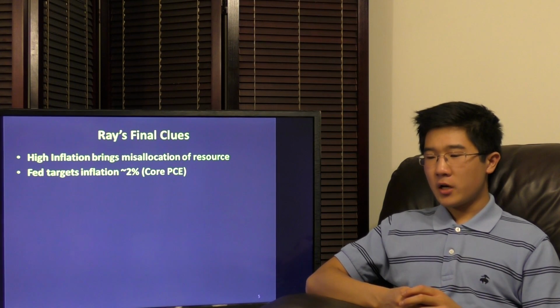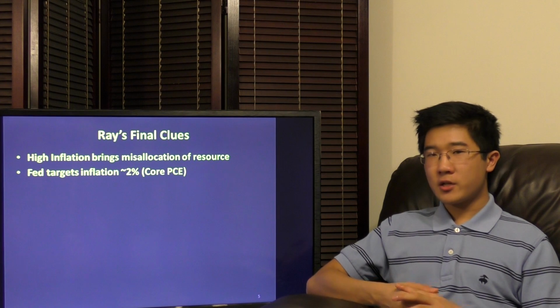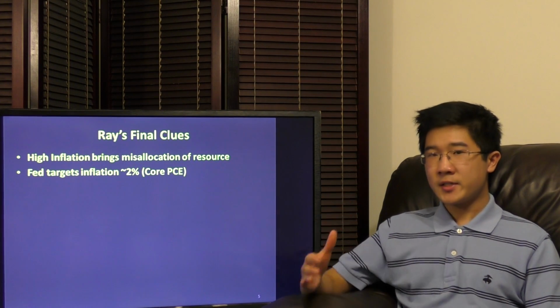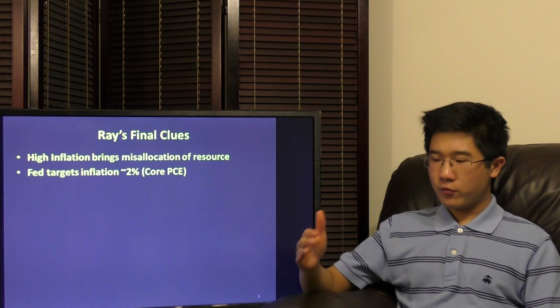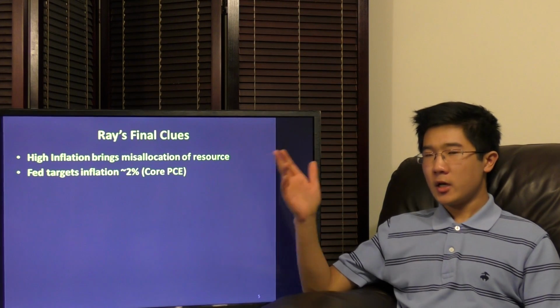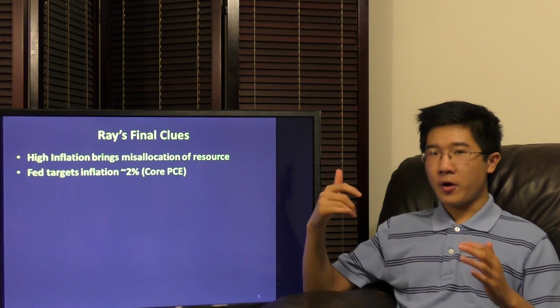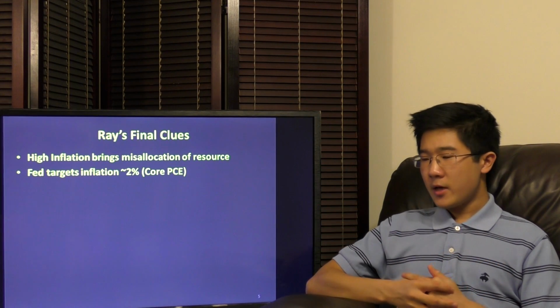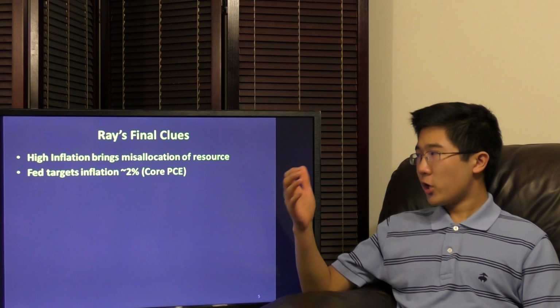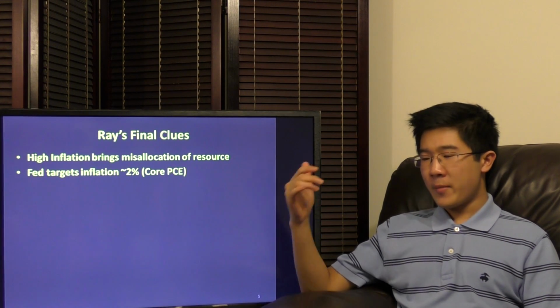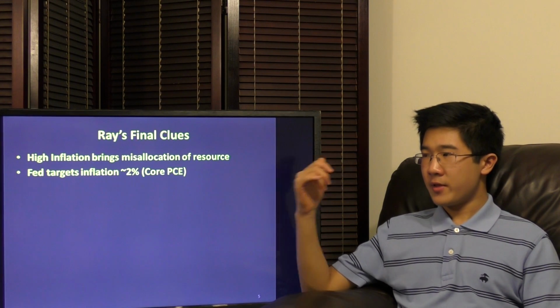For our final clues, we need to remember that moderate and consistent, stable inflation is healthy for an economy, but high inflation creates a great misallocation of resources and a lot of unnecessary new costs that arise. As a result, the Fed targets a 2% inflation rate that is measured by the core PCE.